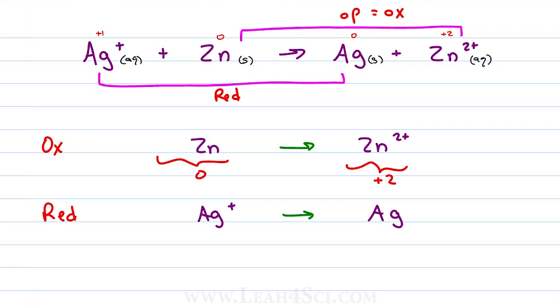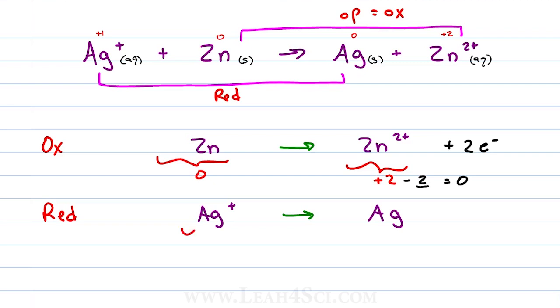What we want to do is make the bigger number equal the smaller number by asking how many do I need to subtract to get the smaller number? Plus 2 minus x is equal to 0. 2 minus 2 equals 0, and that means we add plus 2 electrons to the products.